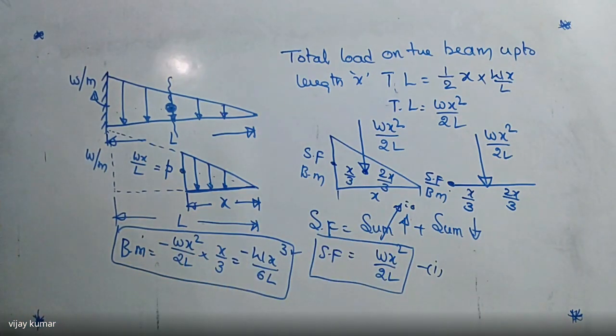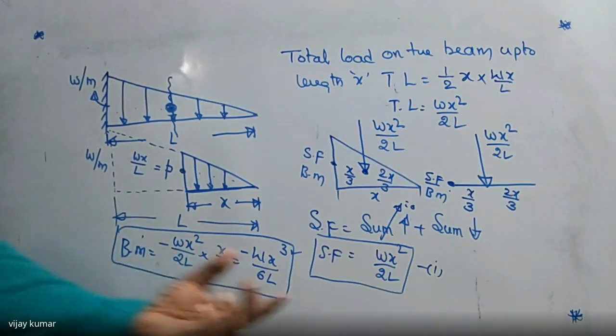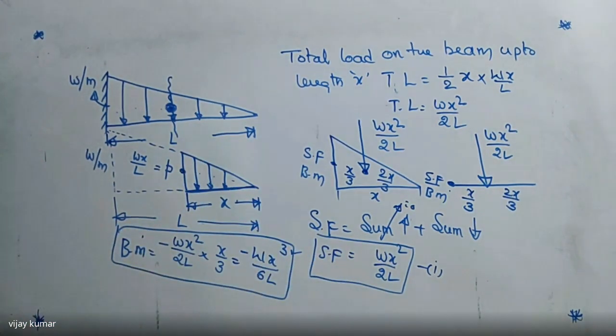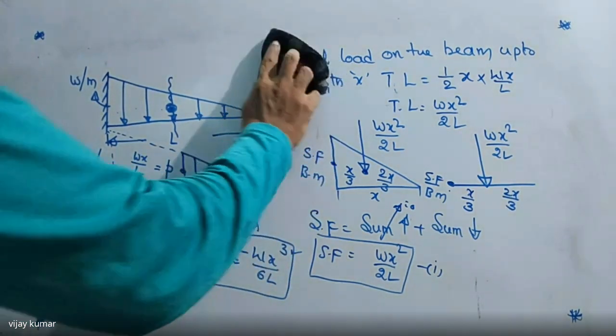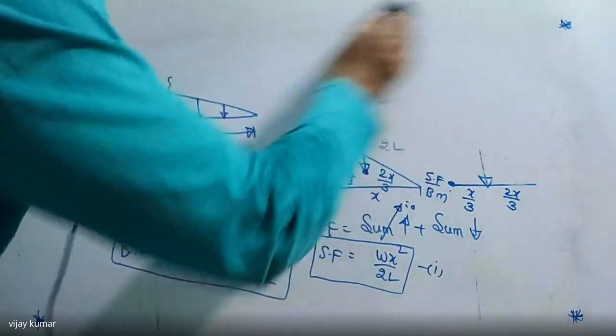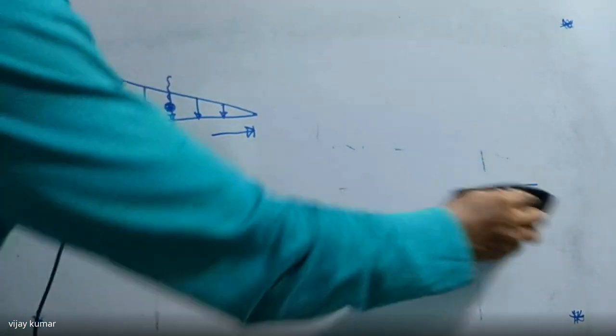So here I'm going to draw the shear force and bending moment. For example, these are the equations of bending moment and shear force, but I want to find where the shear is maximum, where the bending is maximum. I want to find those two values.